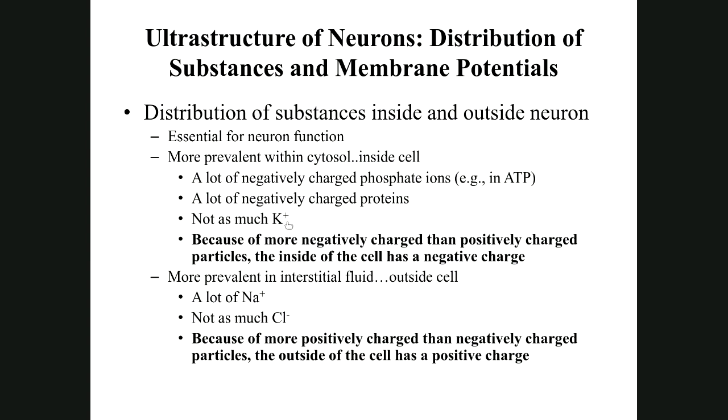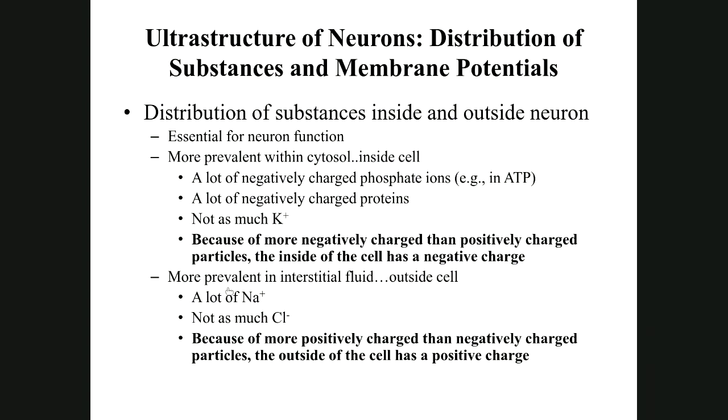The inside is more negative because it has other negatively charged stuff. Phosphates, what I want you to know are there's a lot of negatively charged proteins inside of the cell. So there's a lot more negatively charged proteins than there are positively charged potassiums. So as a result, the inside of the cell has a negative charge. When we're at rest, the inside of the cell is negative, especially compared to the outside.